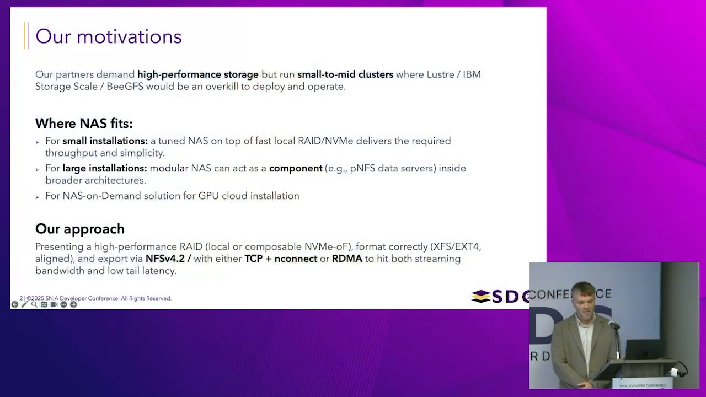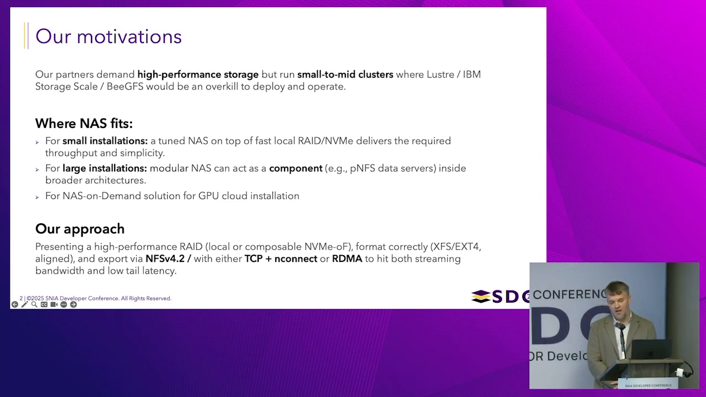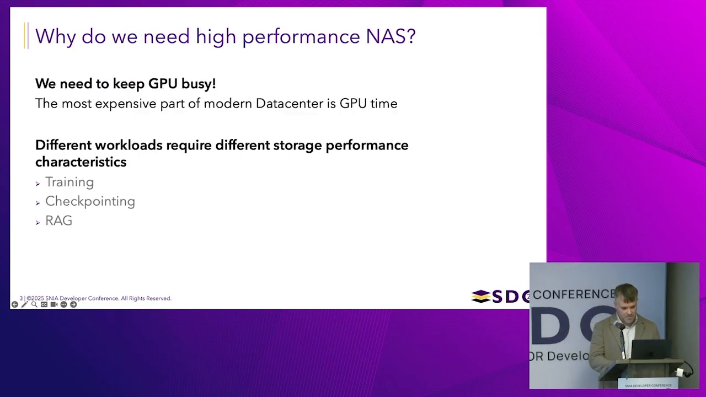We are developing a high-performance block device which is often used under parallel file systems like Lustre, IBM Storage Scale, and BeeGFS, but some of our partners demand high-performance storage for small to mid-sized clusters, and there are three possible use cases. First one is a small installation of several dozens of GPU adapters. The second one is large installations where our solution can act as a component under an NFS Flex Files system. And the third one is a NAS on demand installation for GPU cloud providers.